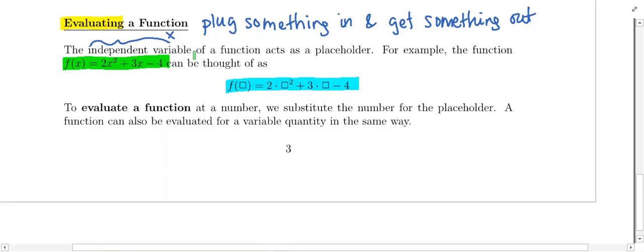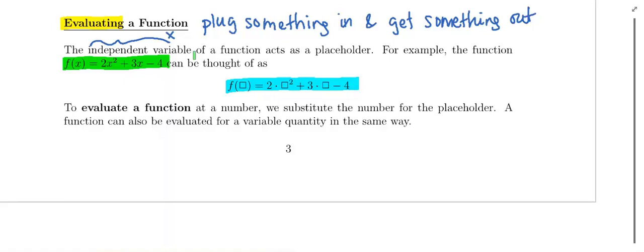So again, the x value is nothing more than a placeholder, and if you're evaluating a function at a number, all you're going to do is substitute the number for the placeholder. Everywhere you see an x, you're going to substitute a specific number or quantity.